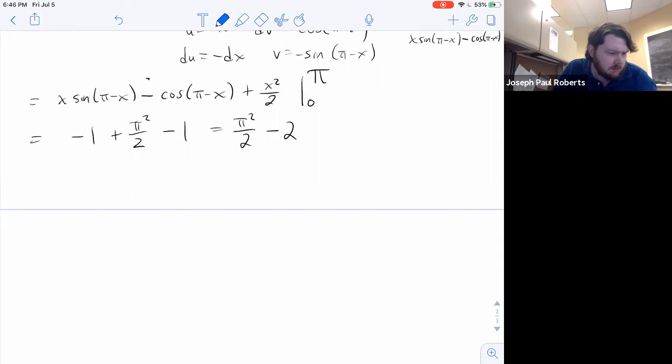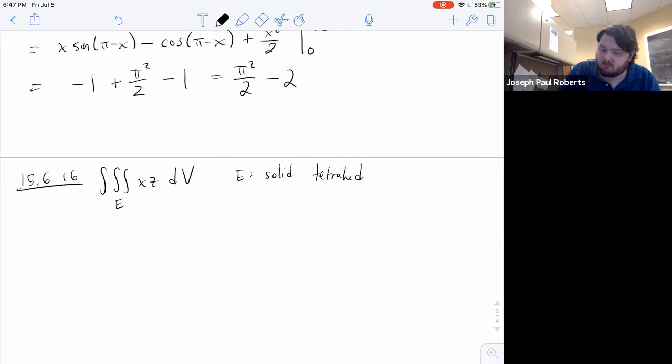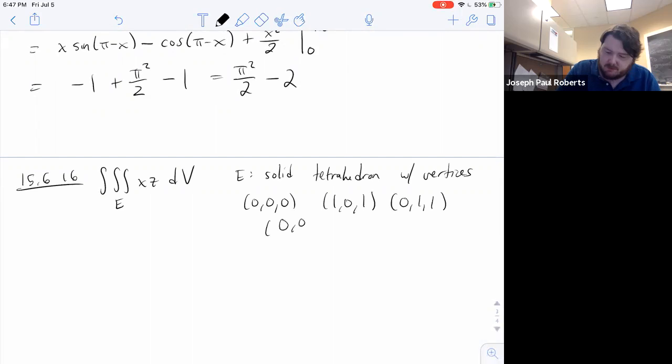So the next one, we're going to look at number 16. So 15.6, 16. We're supposed to do the triple integral of xz, where E is the solid tetrahedron with vertices 0, 0, 0, 1, 0, 1, 0, 1, 1, and 0, 0, 1.